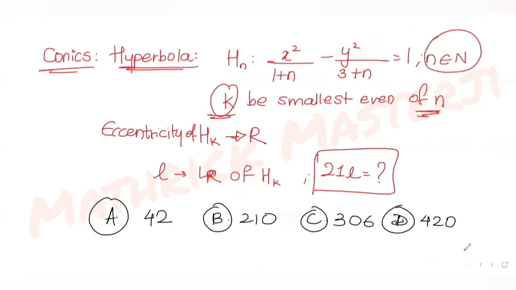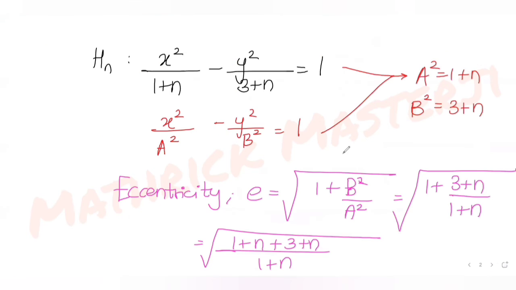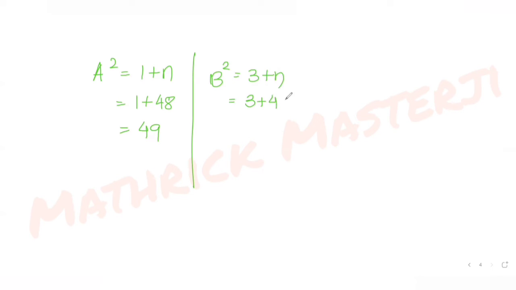So let's figure out first A square and B square. So A square, we know from the expression that it is 1 plus n, and B square is 3 plus n. So A square is 1 plus n, which is 1 plus 48, which is 49. And B square, it's given to me 3 plus n, 3 plus 48, which is 51. So I have A square with me, I have B square with me.